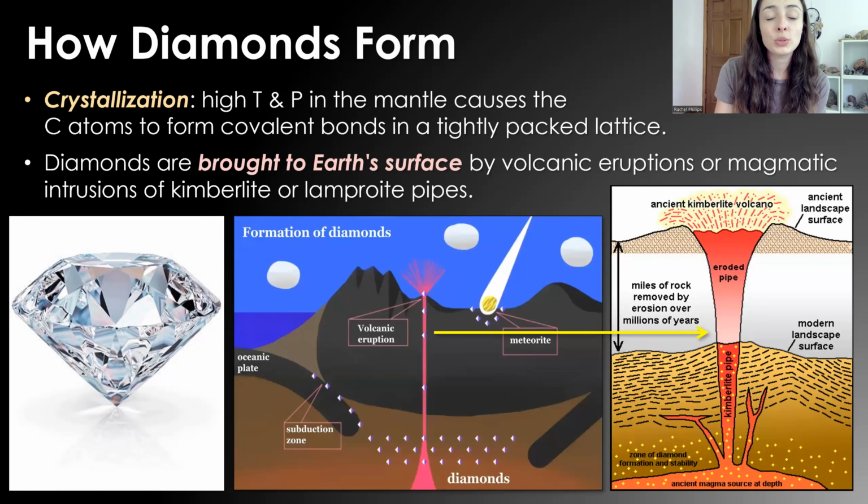And diamonds are brought to Earth's surface by volcanic eruptions or magmatic intrusions of kimberlite or lamproite pipes. This is just a type of peridotite, an ultramafic type of volcanism that brings deep, undifferentiated mantle material to Earth's surface. And this is where you could get uplift of diamonds to Earth's surface, where we can actually mine for them.